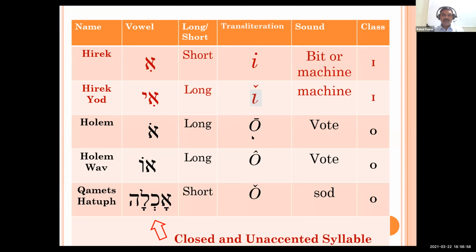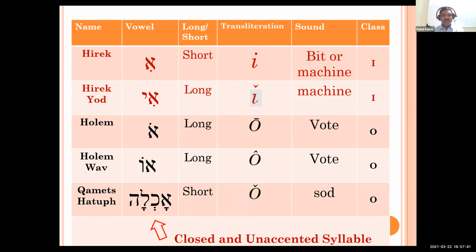The second O class vowel is also holum, but it is holum wow, because it uses a consonant in its formation. So this is holum wow. It is a long vowel. The circumflex is towards upward. I request all of you to mute, please. Okay. So holum wow has the circumflex towards upward. It gives the O sound in oat.